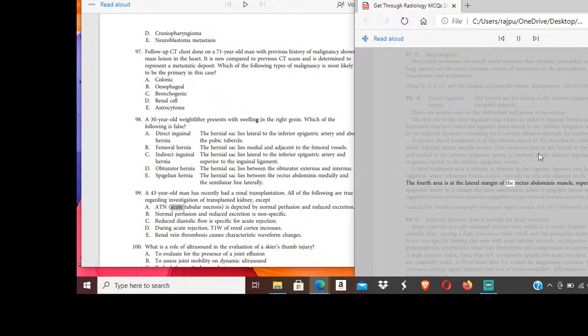The fourth area is at the lateral margin of the rectus abdominis muscle, superior to the inferior epigastric artery as it crosses the linea semilunaris, where Spigelian hernia occurs. Indirect inguinal hernias are most common regardless of sex. Femoral hernias are more common in women.